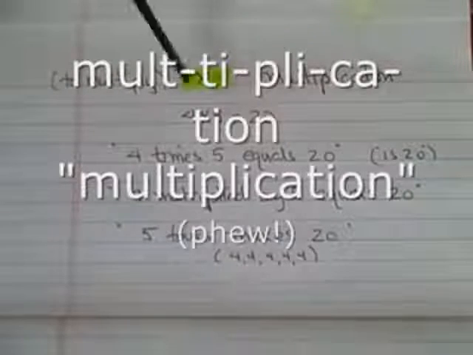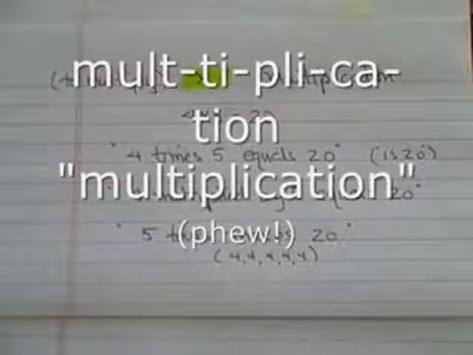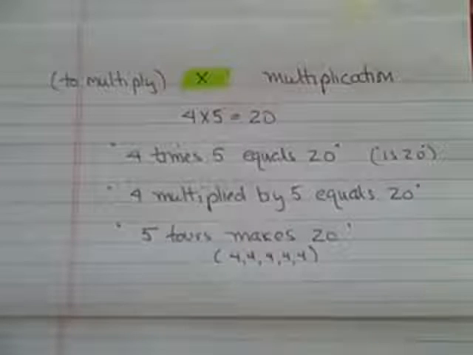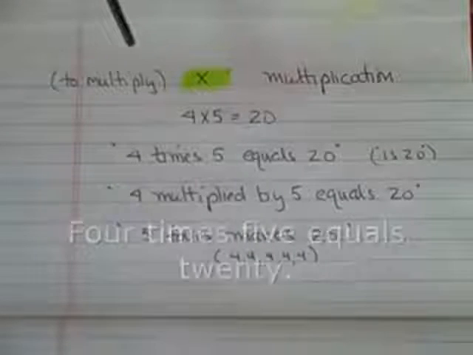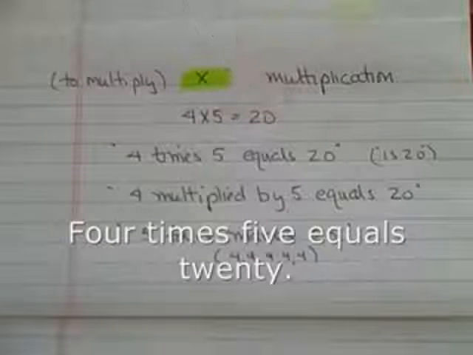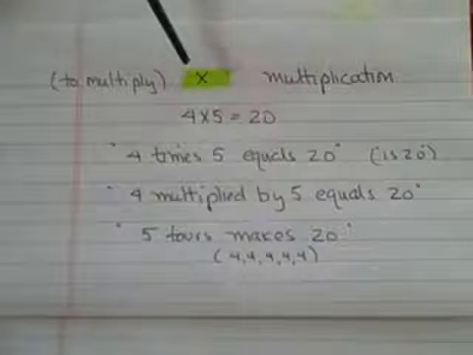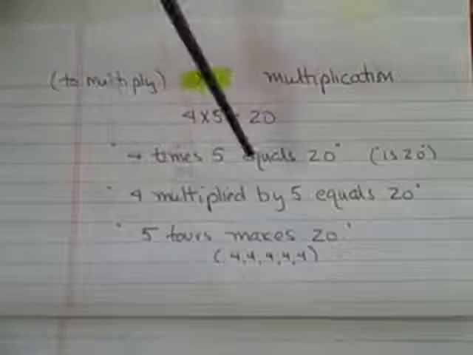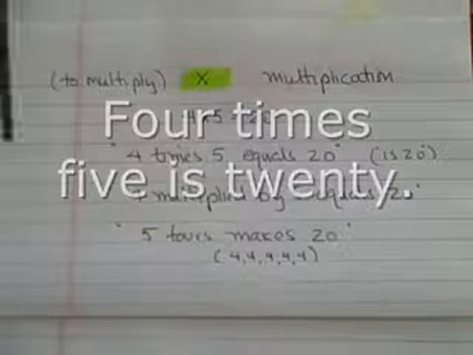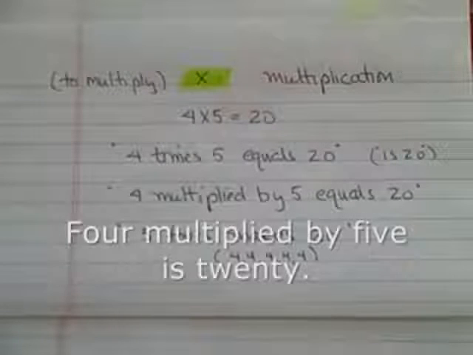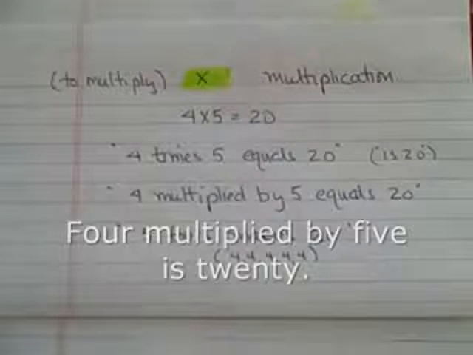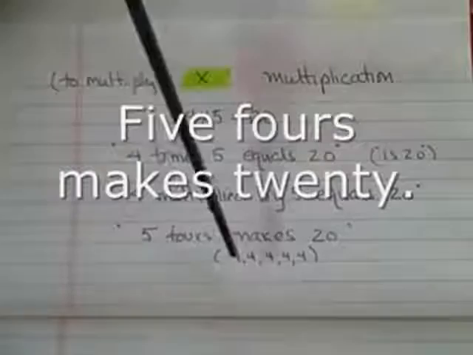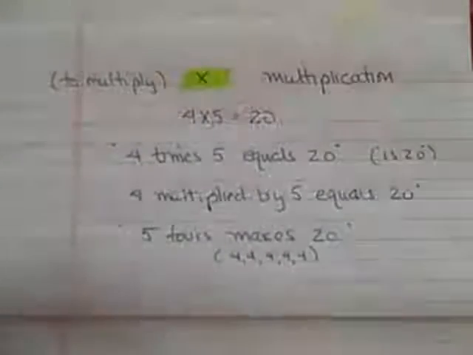This is the symbol or the sign for multiplication. To multiply is the verb. How would you say this? You'd say 4 times 5 equals 20. Sometimes this is called the times sign. 4 times 5 is 20. Or you can say 4 multiplied by 5 is 20 or equals 20. Or you can say 5 fours makes 20. 1, 2, 3, 4, 5. 5 fours makes 20.